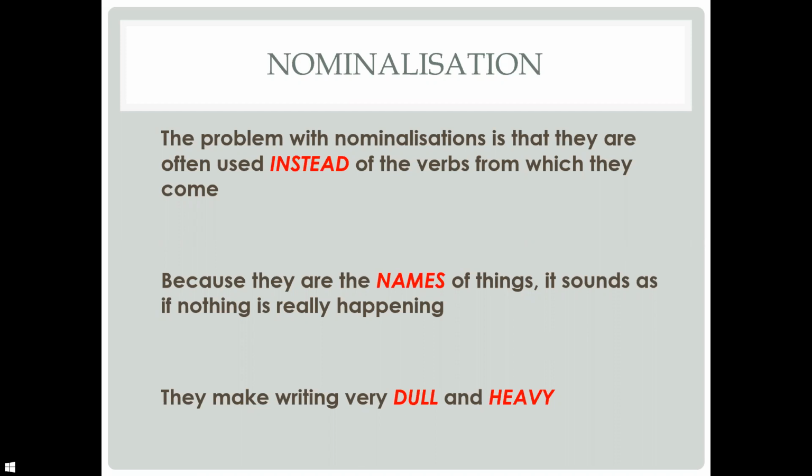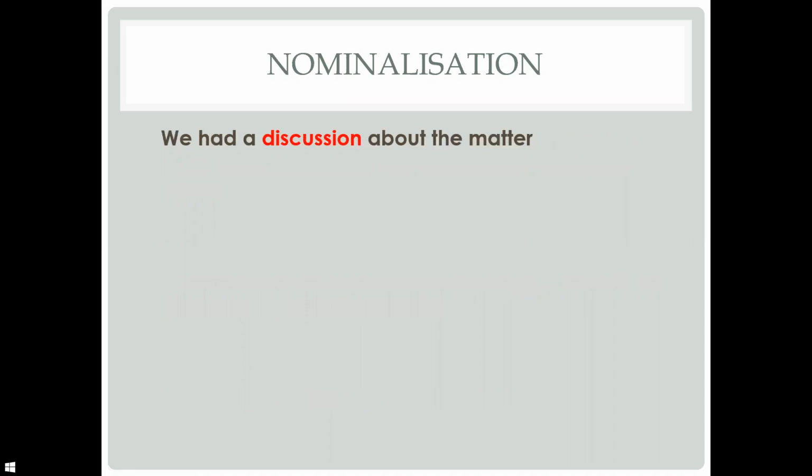So here's a little one here. We had a discussion about the matter. Now, this time, I want you to write in the chat box. What's the sentence? We're going to turn discussion back into the verb. It's the past tense of the verb to discuss. So what's the sentence? It's the active voice. So what's the sentence going to say? I want you to write in the chat box for me and just send it through to me, okay?